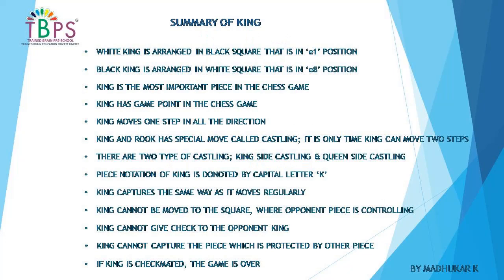King and rook have a special move called castling. It is the only time the king can move two steps. There are two types of castling, kingside castling and queenside castling. The piece notation of the king is denoted by the capital letter K. The king captures the same way as it moves regularly.